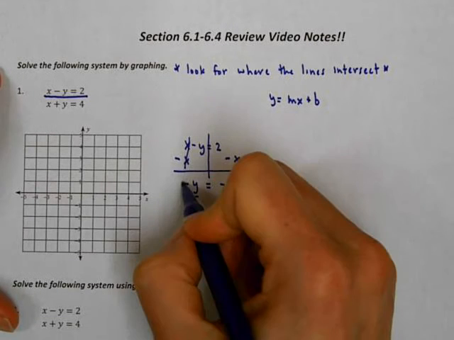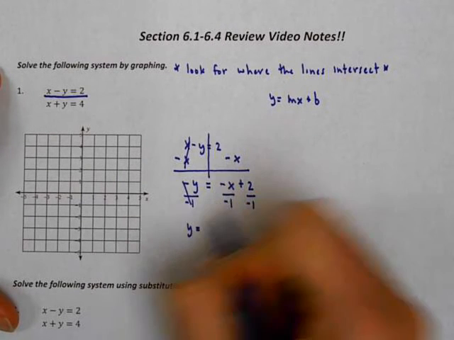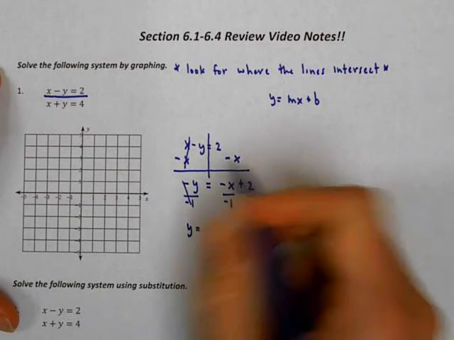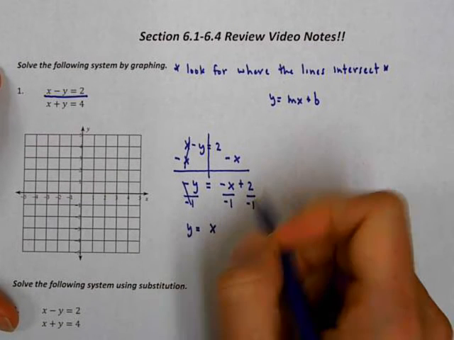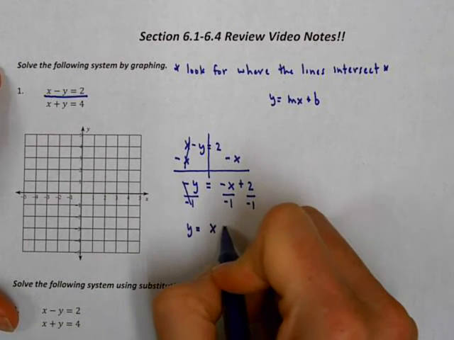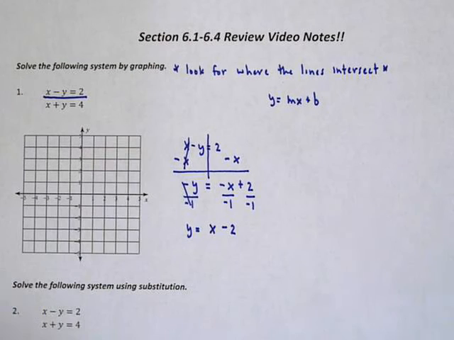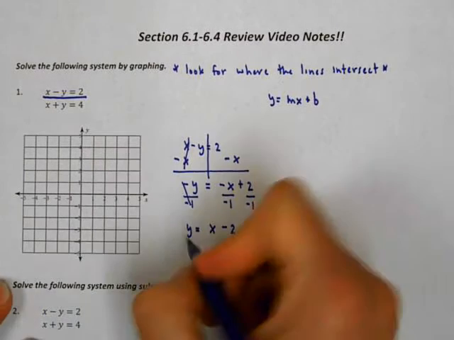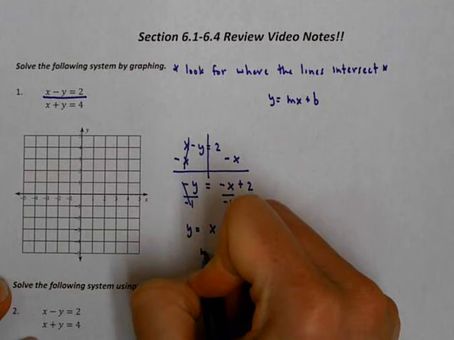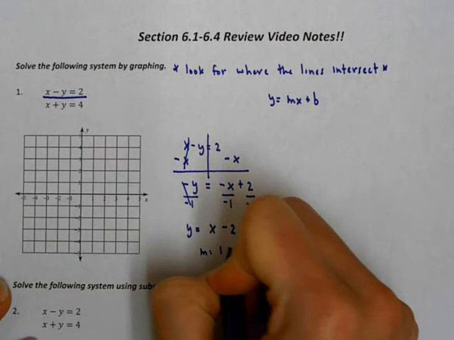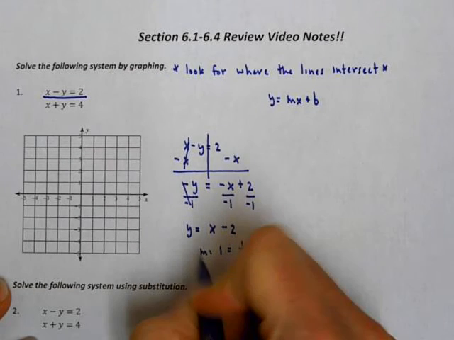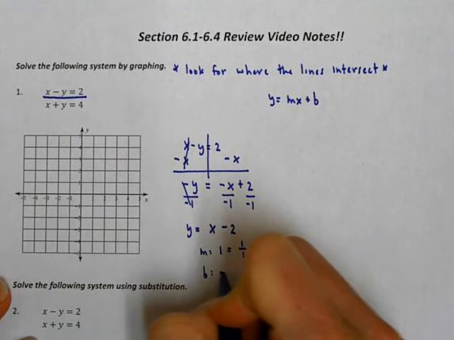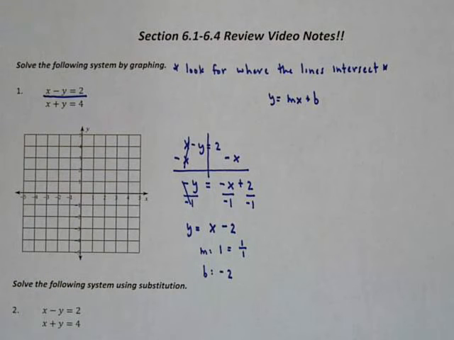So now I have a positive y. This negative divided by a negative is going to give me a positive x, and my positive 2 divided by -1 is going to give me a -2. So what that means for me is that my slope is 1, which is just 1 over 1, and my b, or my y-intercept, is -2.